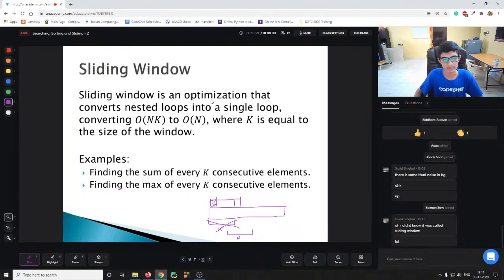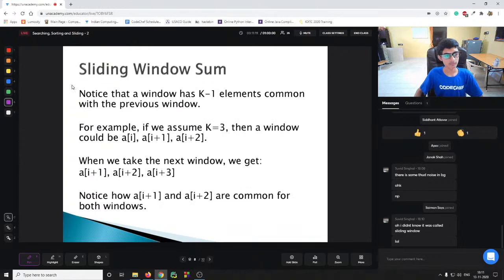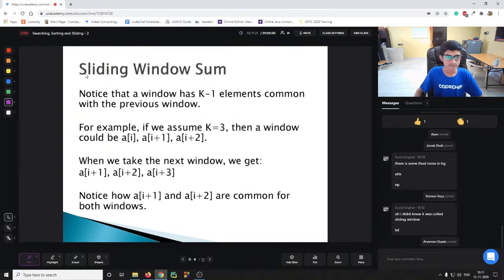Now, sliding window is an optimization that converts nested loops into a single loop, converting O of nk to O of n, where k is equal to the size of the window. So you can use this for the sum of every k consecutive elements or the max of every k consecutive elements or something like that. You can also use it for XOR of every k consecutive elements. Now we are going to be moving on to sliding window sum.